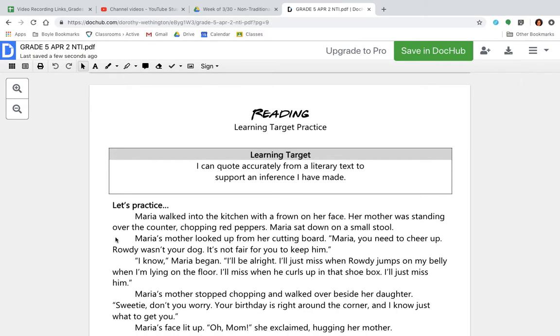Let's practice. Maria walked into the kitchen with a frown on her face. Her mother was standing over the counter, chopping red peppers. Maria sat down on a small stool.